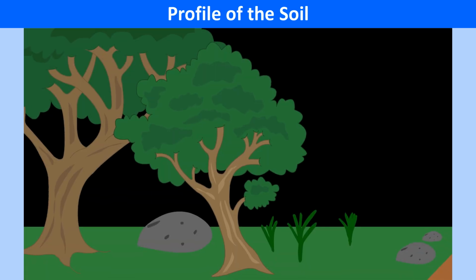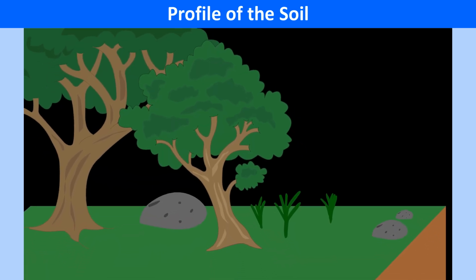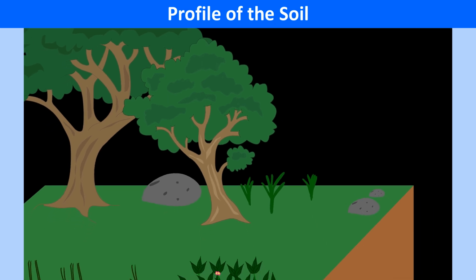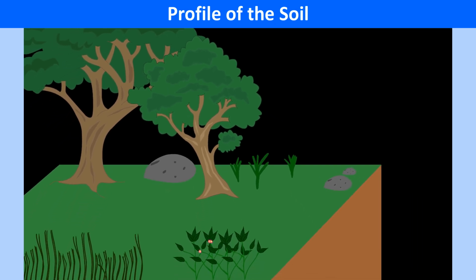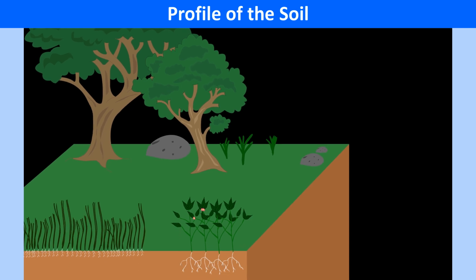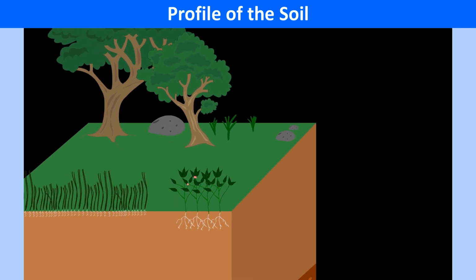Profile of the soil. There are several factors that affect the composition of soil. Its thickness, which is the basic property of soil, varies from a few centimeters to a few meters.